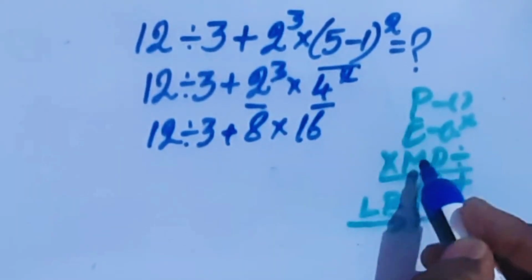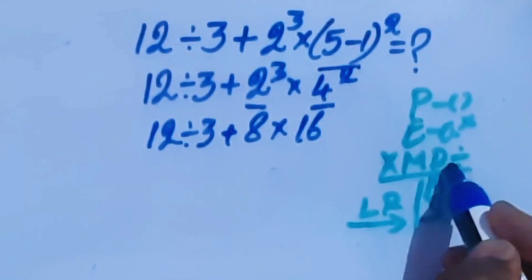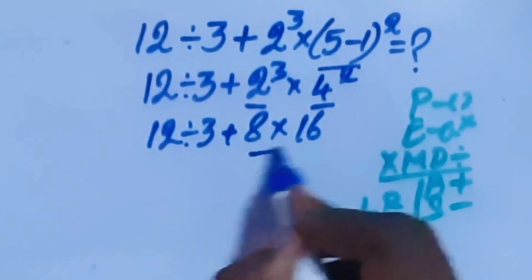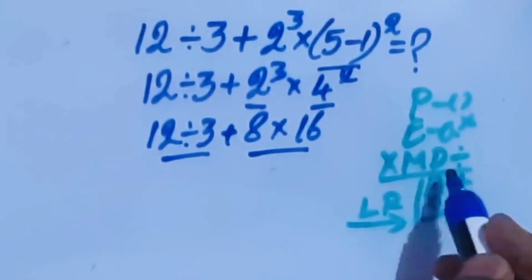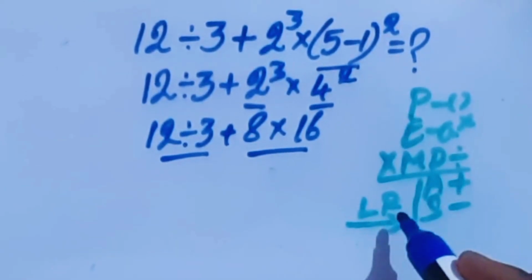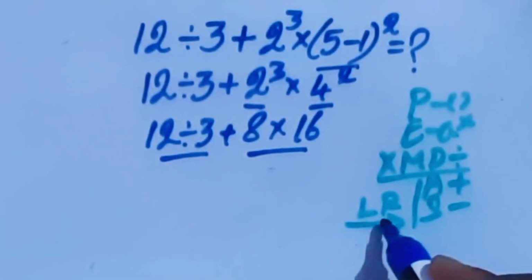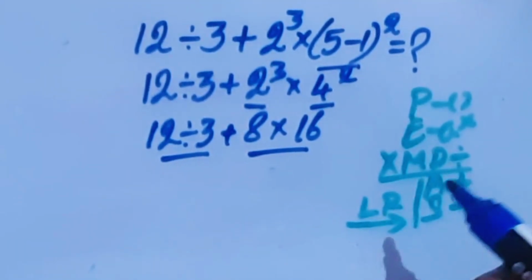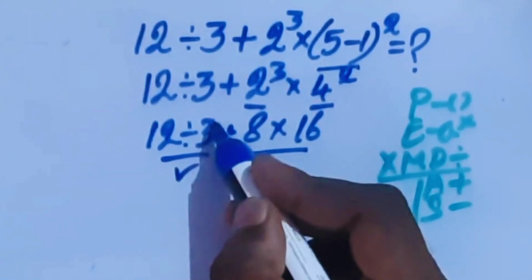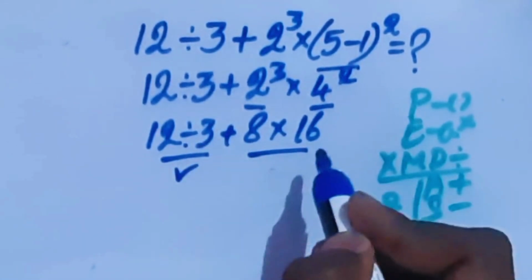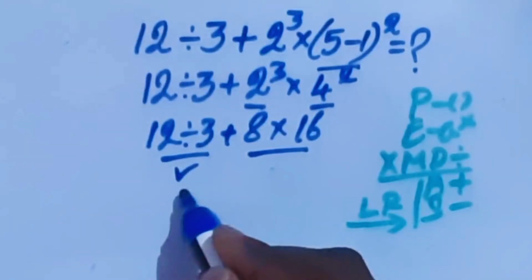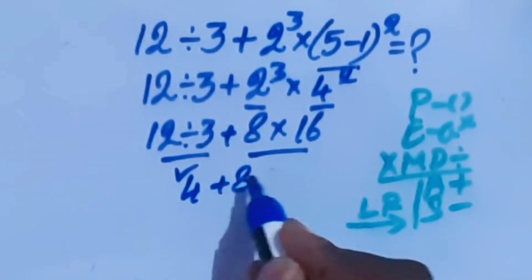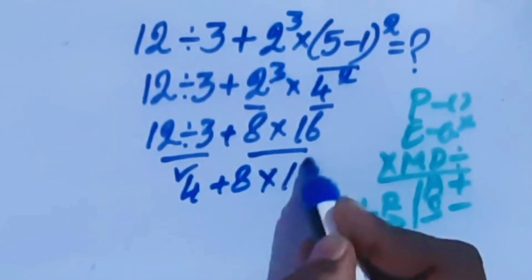Now moving to the next priority, multiplication and division. Here we have multiplication and division. Multiplication and division are both equal priority. For this equal priority we have introduced this left to right rule. Here left to right is this one, 12 divided by 3, so we have to do this before this multiplication and addition. Here 12 divided by 3 is 4, plus 8 times 16.